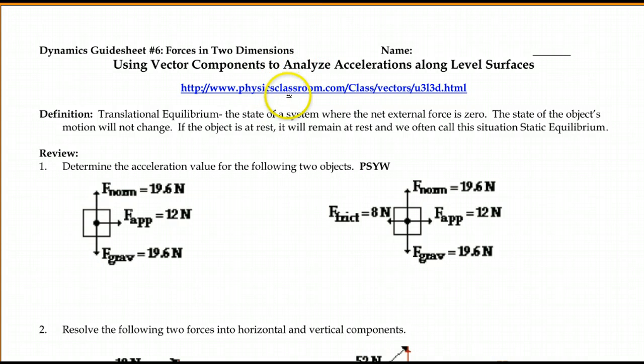For information, again, this URL would be a place to go to look if you're having questions about how to do any of these parts.